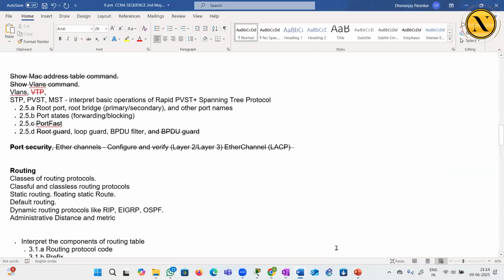Understood? Loop guard. Understood? BPDU filter will neither send nor receive. Okay. So never give BPDU filter in between switches.